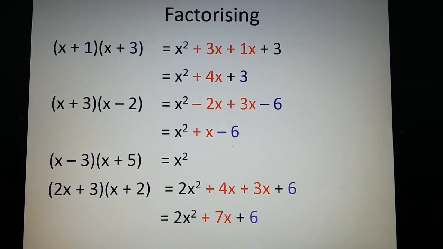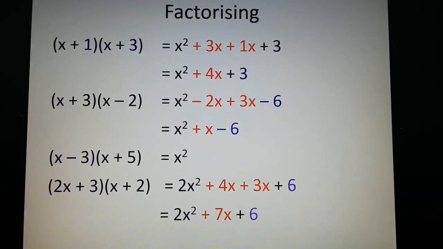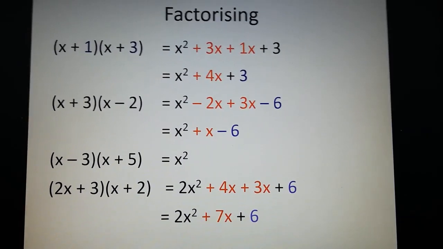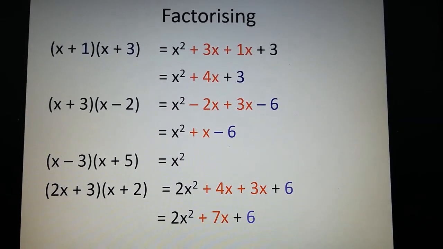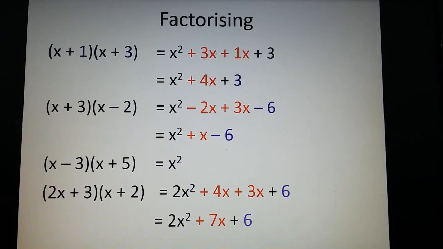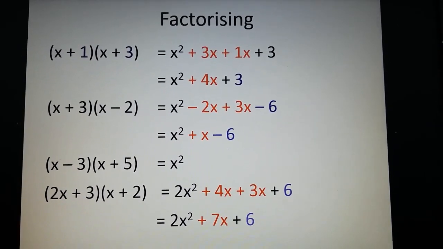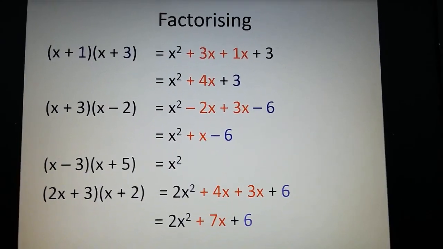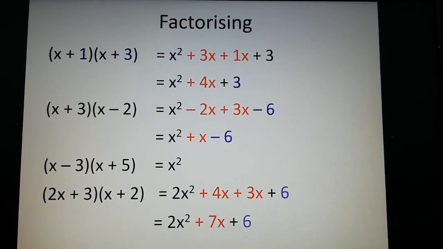If you expand that first bracket, x plus 1 times x plus 3, in total you get 4x on that bottom line, and that's come from 1 times x and 3 times x, which you can see on the top line. And the number on the end has come from the 1 times 3. So when you're factorising, you're using the opposite idea.